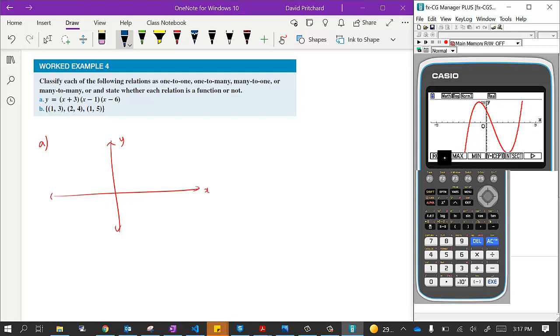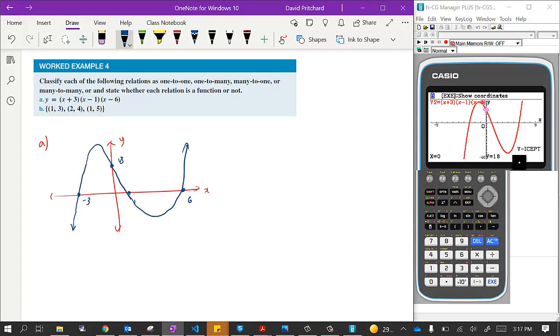So if we go gsolve roots, which gives us the x-intercepts, we know we've got one at -3. We've got another one when we go across at 1. And then we've got another one when we go across at 6. And we can go gsolve y-intercept. We get 0.18. And then we can draw the rest of this through, just so it looks close to the same.